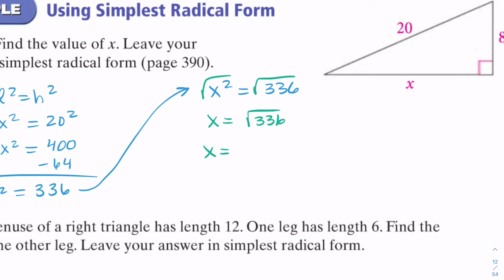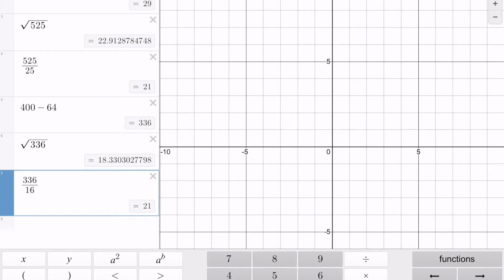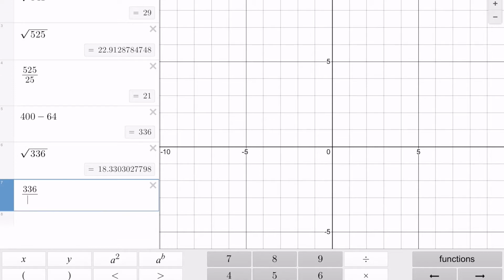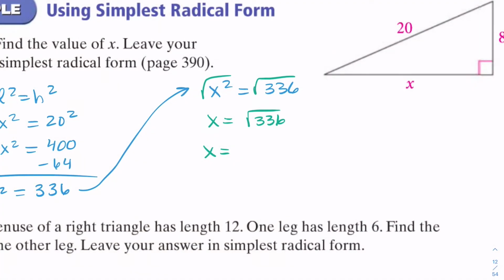And what I like doing on Desmos, because you don't have to rewrite it 100 times, you can just do your perfect squares divided by 1, 4, 9, 16. Okay, you get to just keep changing the value and seeing what works, which in this case is 16. All right, so we're going to get the square root of 16 times the square root of 21, because 16 times 21 is 336. And so now x equals 4 square roots of 21. We are done.